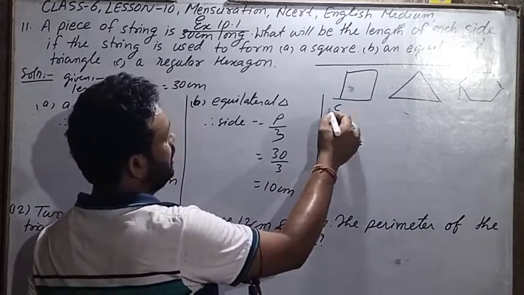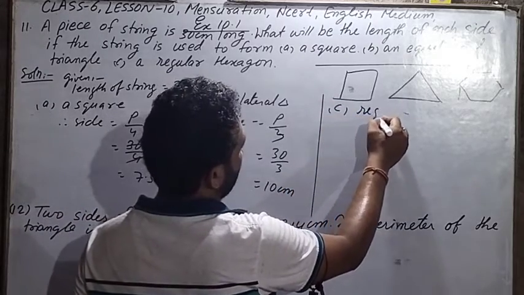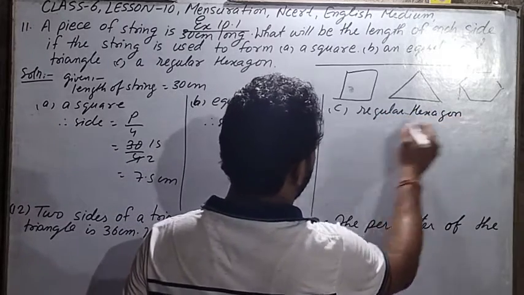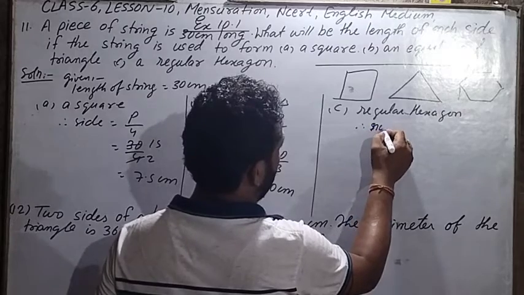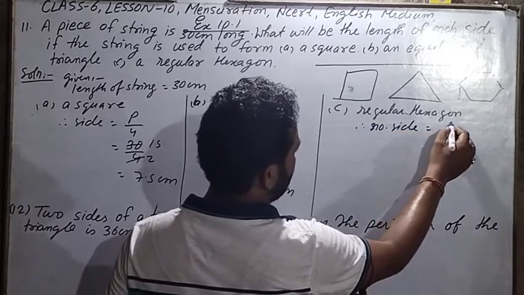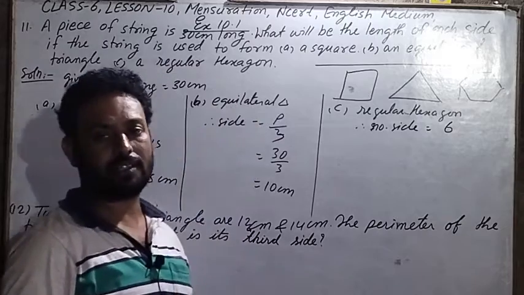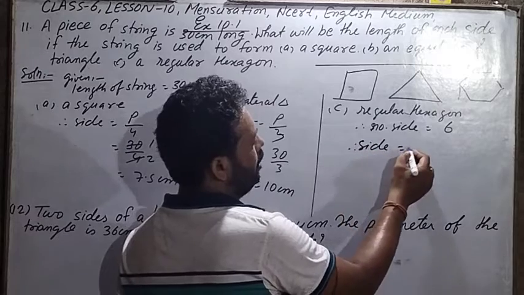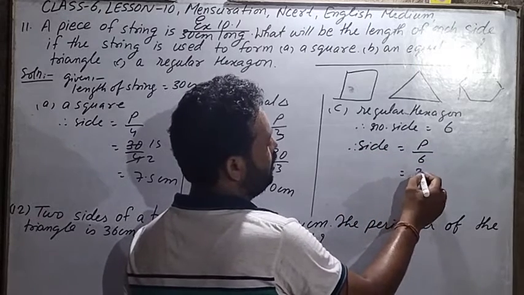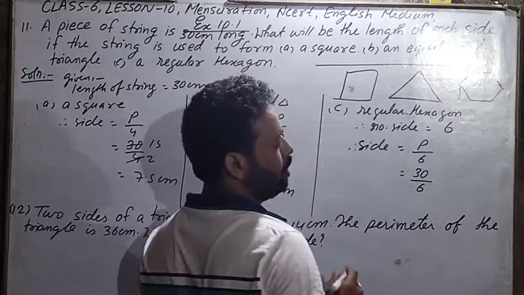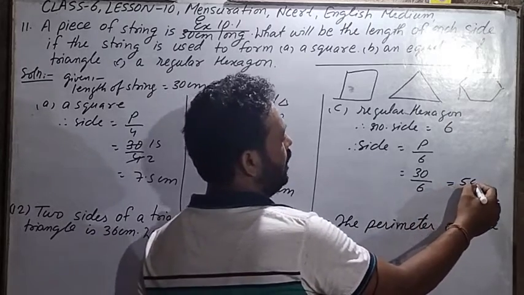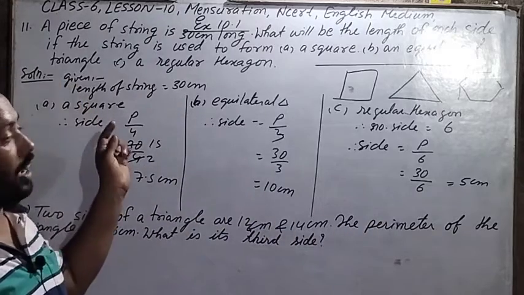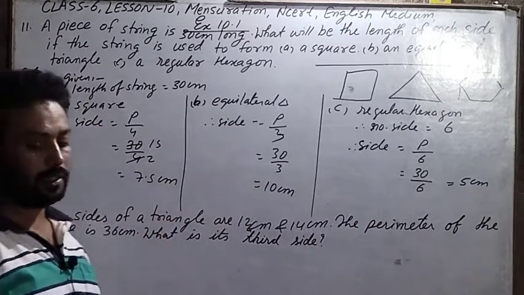And question C, it is a regular hexagon, means number of sides is 6, because a hexagon has 6 sides. Therefore side is equal to perimeter by 6. Perimeter is 30 centimeter, number of sides is 6, so it will be 5 centimeter. So question number 11, we have 3 parts, each part we will do like this.